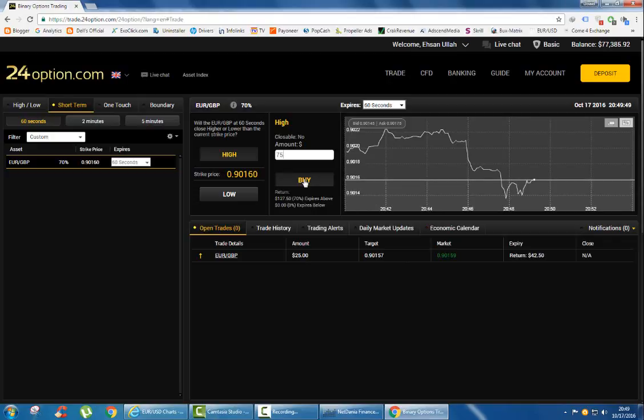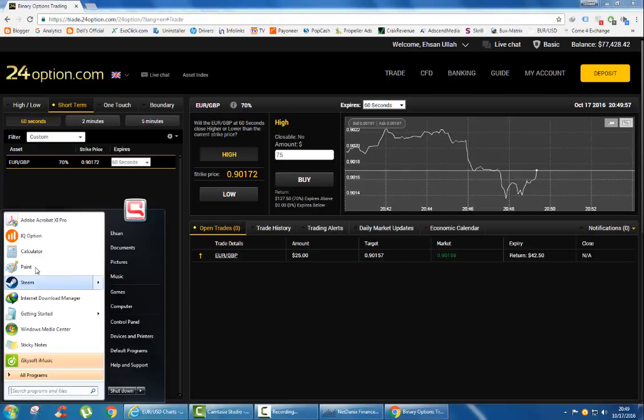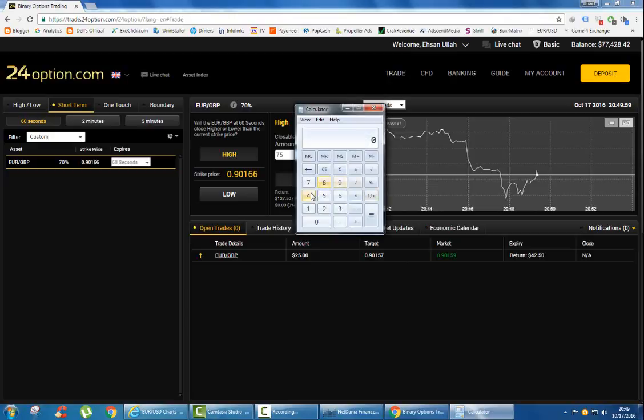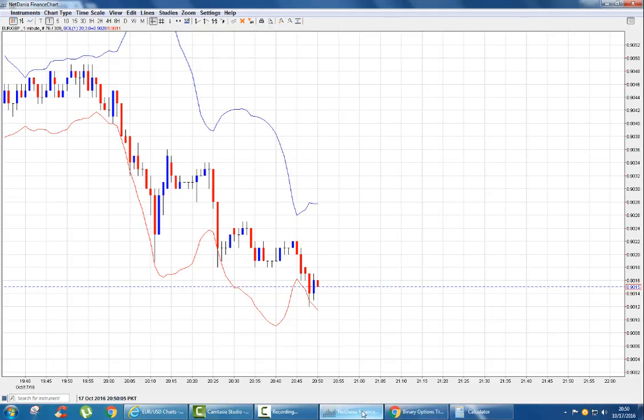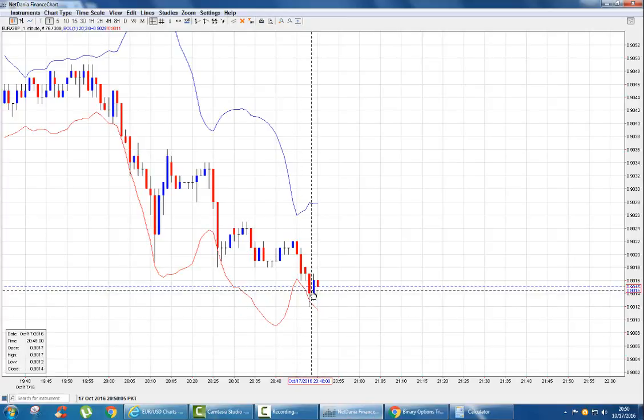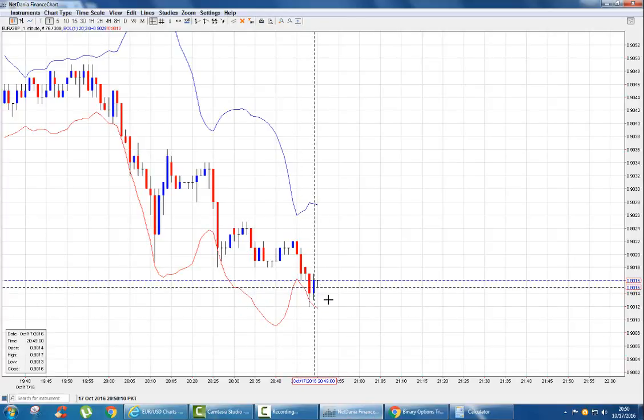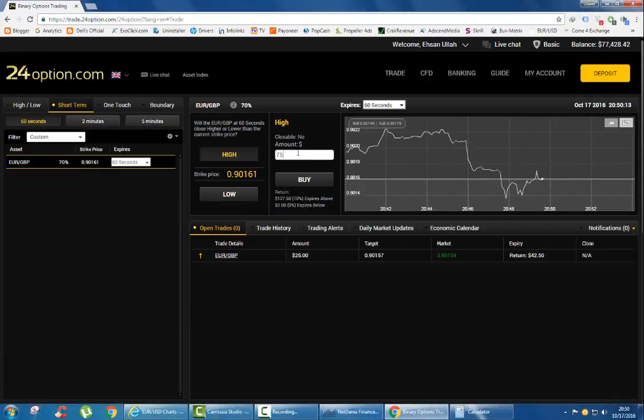We didn't lose it, so we just made, I don't know, 42 minus 25, how much is that? Oh, my math sucks. 42 minus 25 equals 17. So we just made $17. Now we could go ahead and enter again.